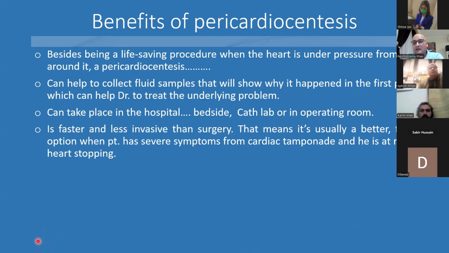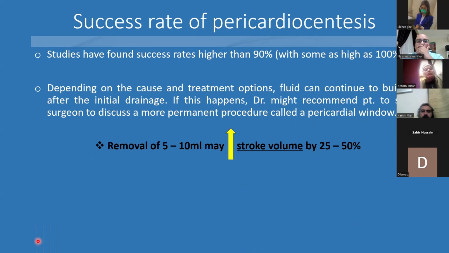That means it's usually a better, faster option when the patient has severe symptoms from cardiac tamponade and is at risk of the heart stopping. Success rate. Studies have found success rates higher than 90%. That is a very good number, with some as high as 100% also.